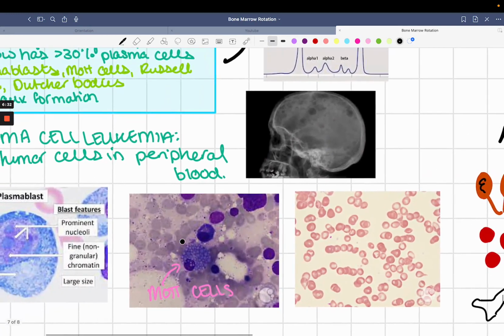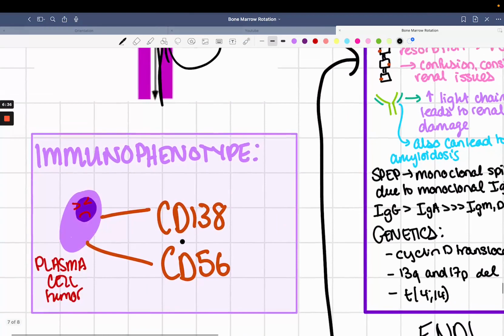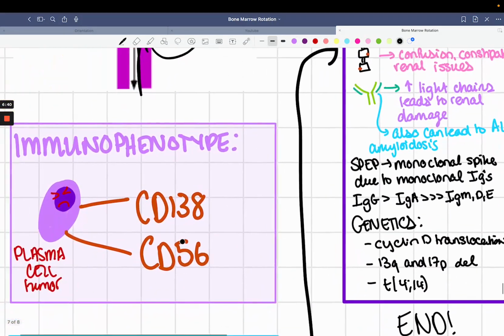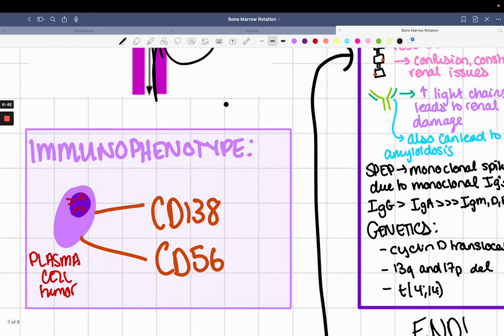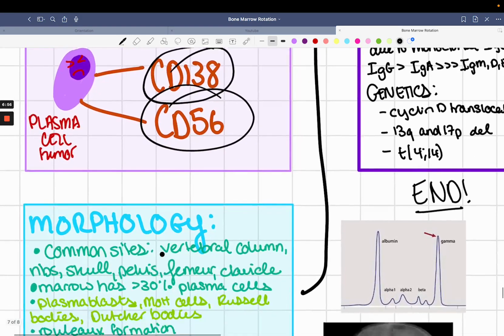So the last thing here is that we're going to talk about different things that you should be aware of when you think about multiple myeloma. There are two important markers for these types of tumors to be aware of. One is CD138 and the other is CD56. If you check these on flow cytometry, they may light up positive in these situations.